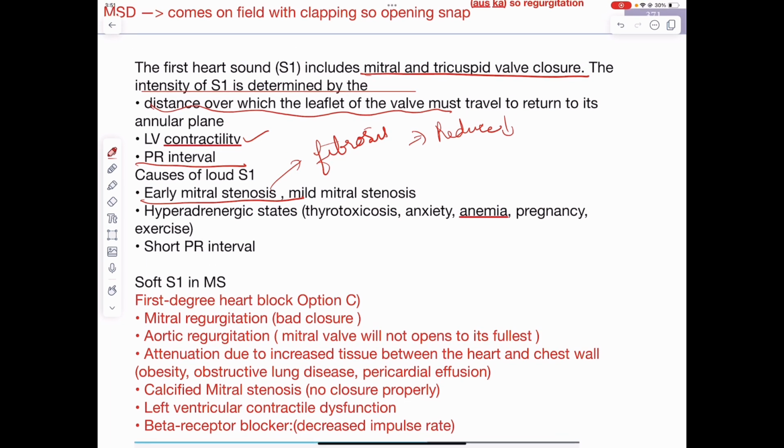Now remember that in first degree heart block, mitral regurgitation, and aortic regurgitation there is soft S1. Since there will be aortic regurgitation, the mitral valve will not open to its fullest. Attenuation is due to increased tissue in between the heart and the chest wall. Now calcified mitral stenosis, there is no closure properly, left ventricular contractile dysfunction, and beta receptor blocker, decreased impulse rate.